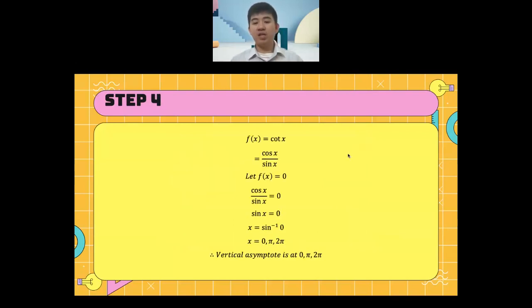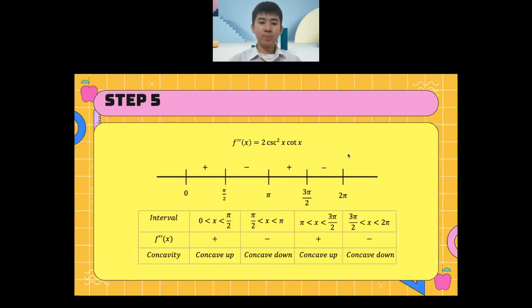Next step, we can find the vertical asymptote by letting the denominator of f(x) equal 0. So cos x over sin x, and we obtain the vertical asymptotes equal to 0, π, and 2π. Step 5 is to determine the open intervals where the function is concave up and down.